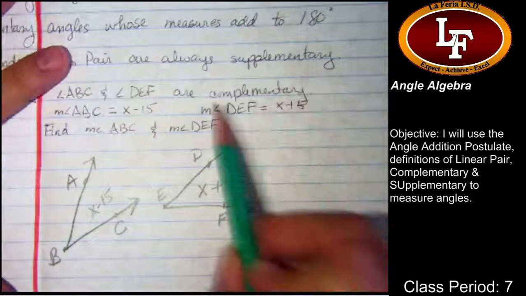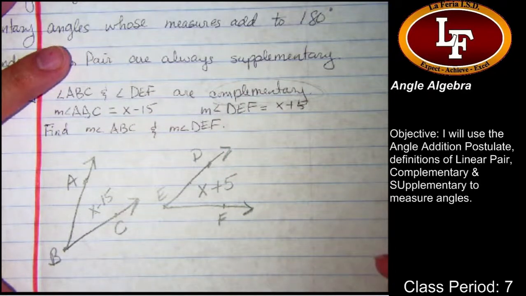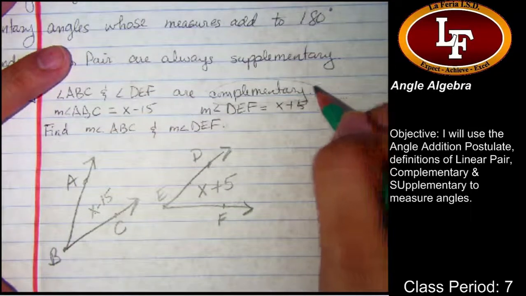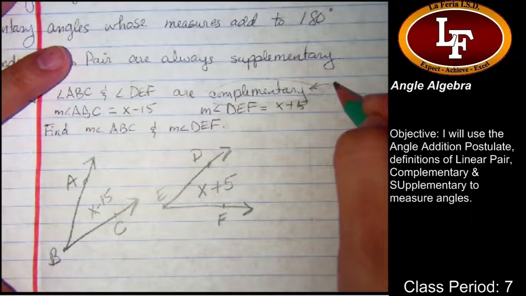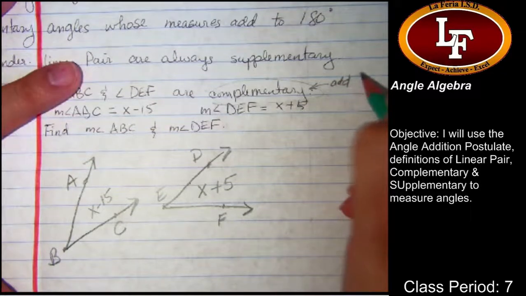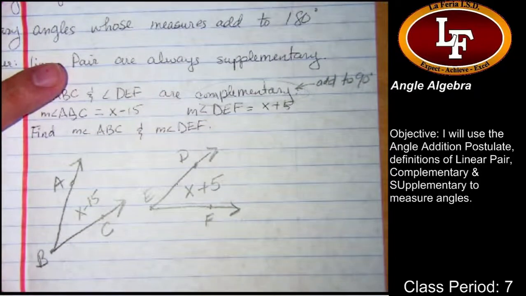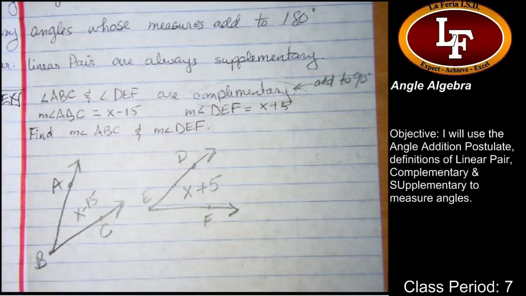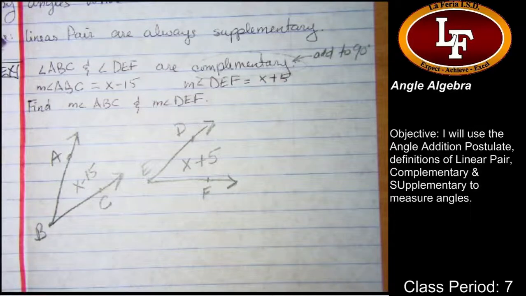Oh, wait, but we also know these things are complementary. What does that mean? Look at the top of your paper. Do they measure 90 degrees? Read it exactly, word for word. Angles whose measures add to 90 degrees. They aren't 90 themselves. The angles themselves aren't 90 degrees, but when you add their measures, you get 90.